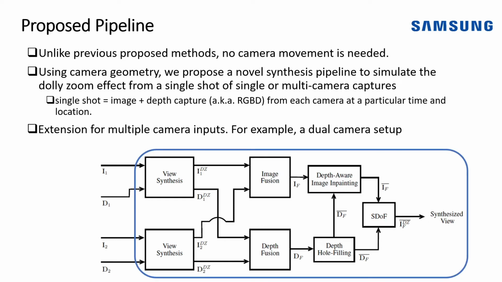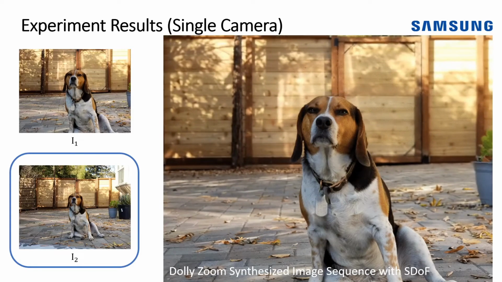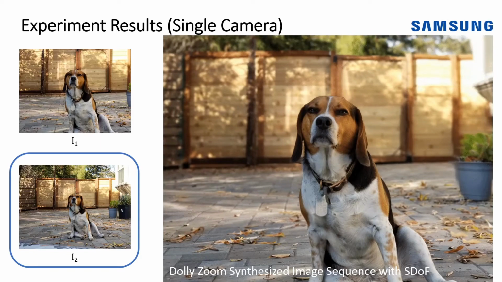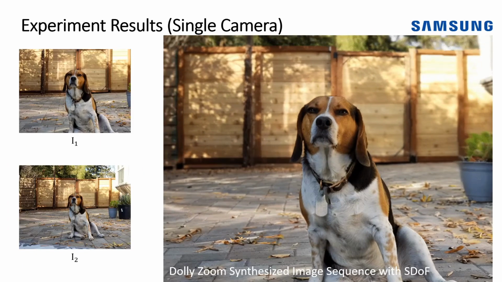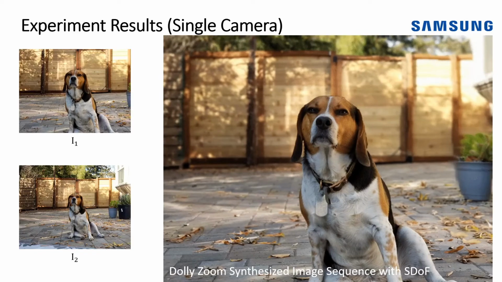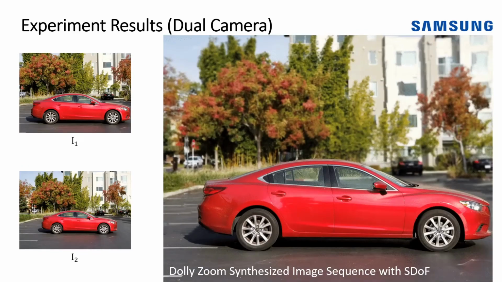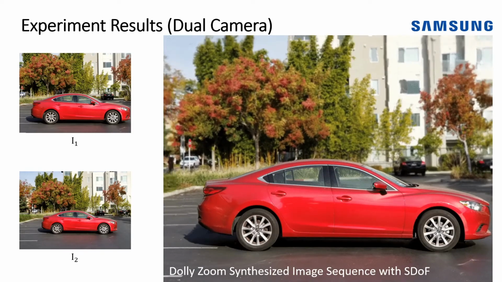Now let's take a look at some of the sample results. For example, in this single camera single shot case, I2 is the input, and I1 is the digital zoom version of I2. The Dolly zoom synthesized image sequence with shallow depth of field is shown with the dog in focus. In this example we demonstrate the capability of our pipeline for the dual camera single shot case.